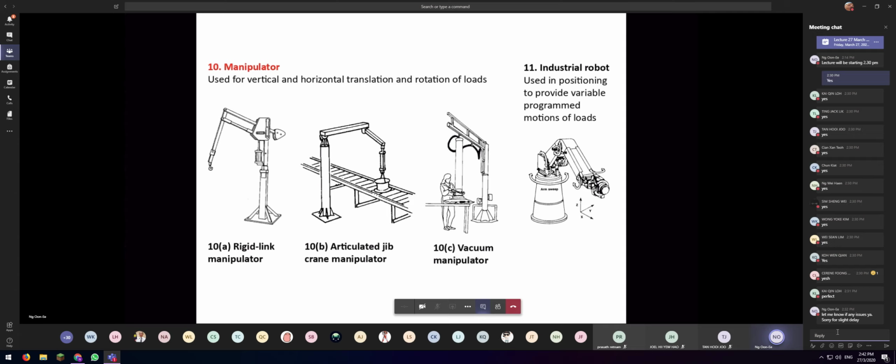These manipulators, the rigid link, articulated jib, vacuum manipulator, these are used to lift as well as translate and rotate the loads, and these ones can be powered, but they're normally not automated. So these are manual manipulators. If you want fully automated, you would use industrial robots, as what we see on the right hand side here.